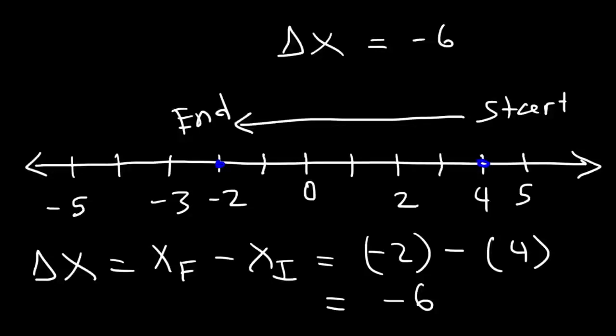But now what is the distance that we traveled? The distance is always a positive value. We traveled 6 units to the left. So distance is a scalar quantity. It's always positive. But displacement can be positive or negative. Anytime you travel towards the right, displacement is positive. If you travel towards the left, displacement is negative. But distance is always positive, regardless of whether you're moving to the right or to the left.